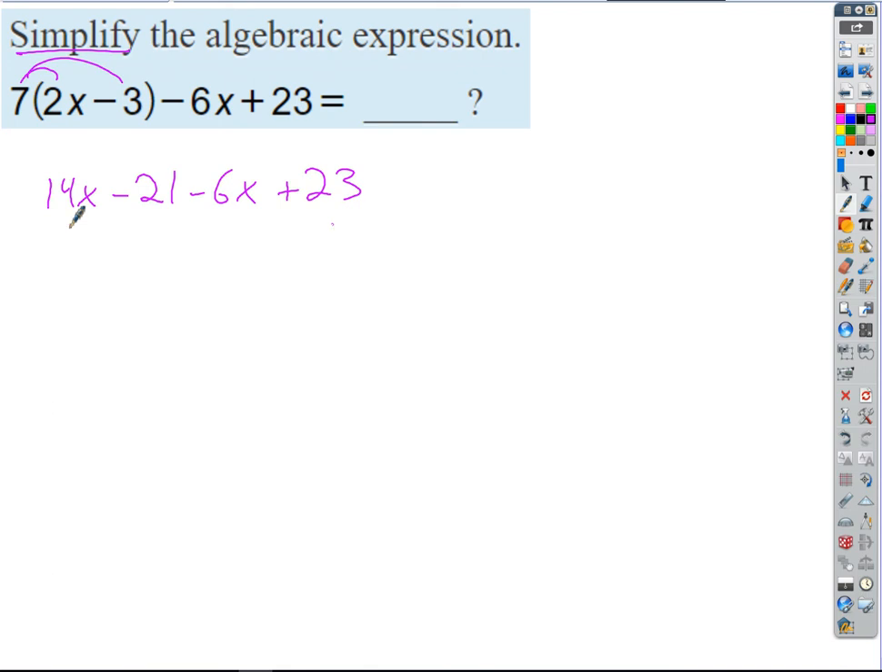Combine like terms. What about the x's? 14x minus 6x? 8x. Negative 21 plus 23. That's it. Okay.